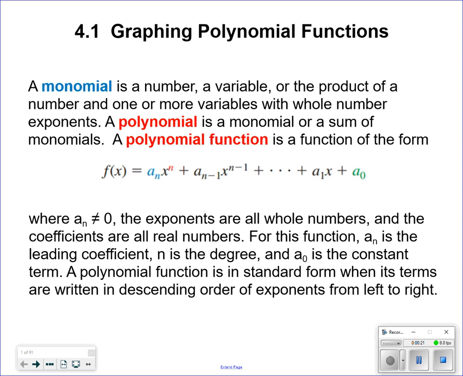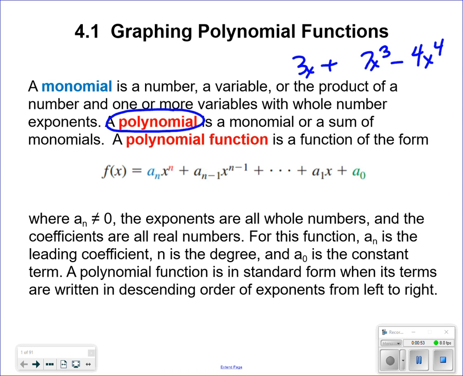A monomial is a number, a variable, or the product of a number and one or more variables. Basically, what you're talking about is a single term. An example would be 3, or 3x, or 7x to the third power. And when you start adding and subtracting these together, this is referred to as a polynomial. So the polynomial is a monomial or the sum of monomials.